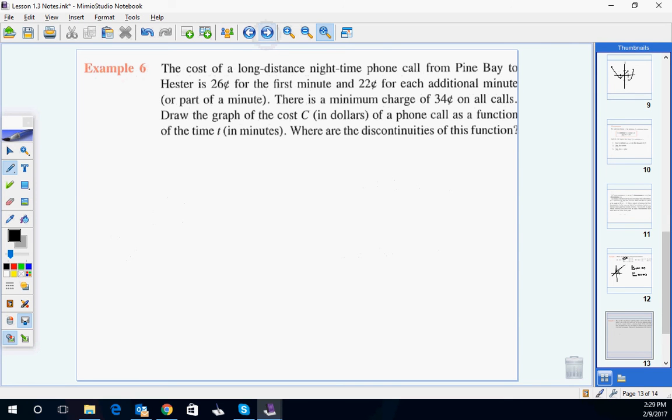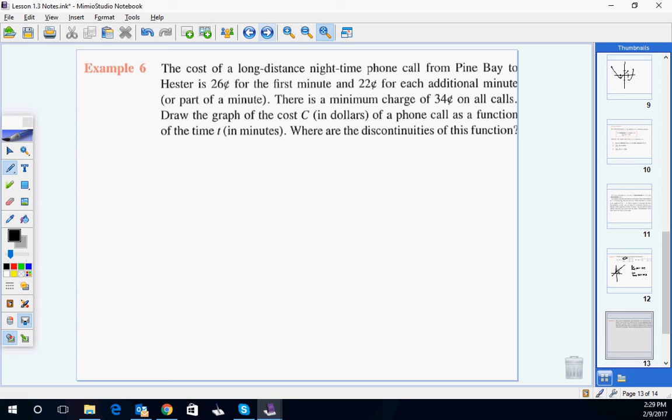The cost of a long-distance nighttime phone call from Pine Bay to Hester is 26 cents for the first minute, 22 cents for each additional minute or part of a minute. There's a minimum charge of 34 cents on all calls. Draw the graph of the cost in dollars of a phone call as a function of time. Where are the discontinuities of this function? So we have to understand what's going on.